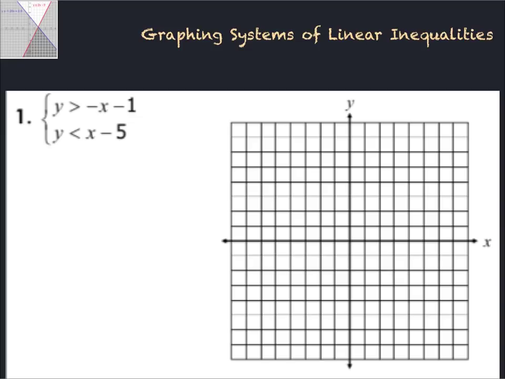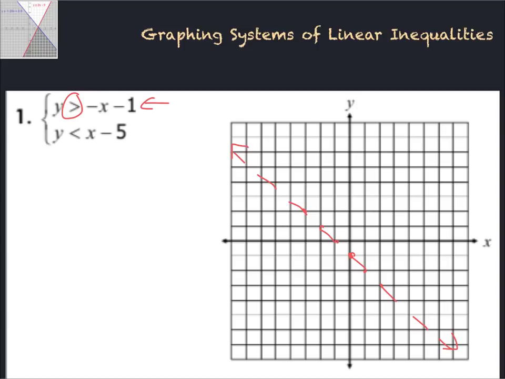So for this first inequality, my y-intercept is going to be -1, and my slope is -1. So I could go down 1, run 1, down 1, run 1, and we could go the other way as well. Now if you look at this, we have a greater than symbol, so that means that I'm going to have a dashed line. It means I am not including the line in my set of solutions. That works the same way as an open circle would if we were just dealing with a number line in one variable.